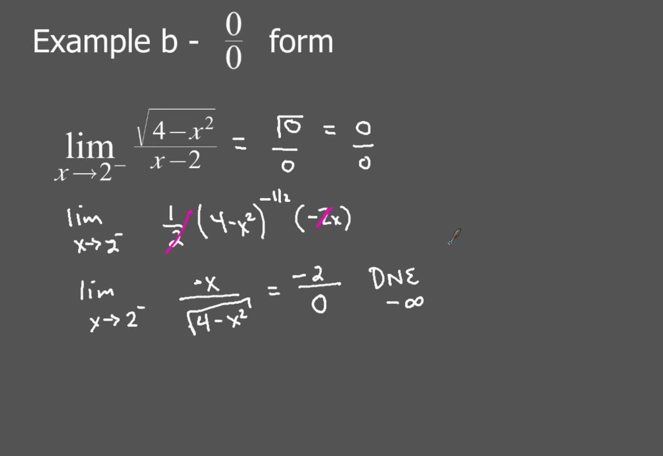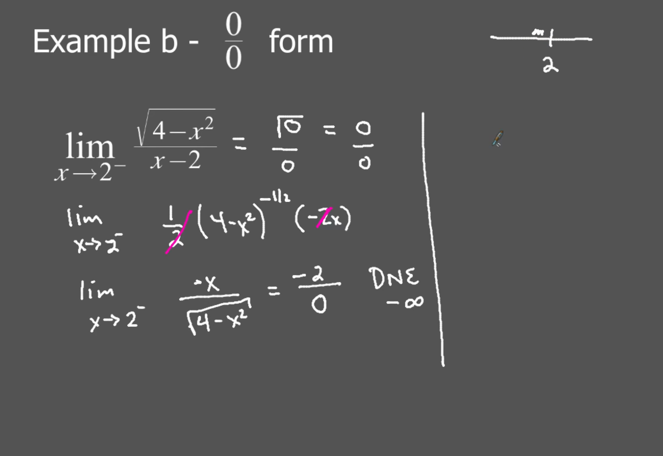Now, how can I verify this? How can I know for sure that this is what's going on? Well, let's do this a different way, because we don't have to use L'Hopital's rule. We could estimate this using another technique. We're approaching 2 from the left-hand side. So if we look at 2 on a number line, numbers to the left of that would be like 1.99, 1.98, 1.97, and so on.